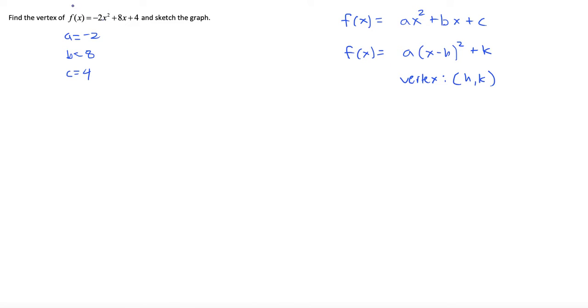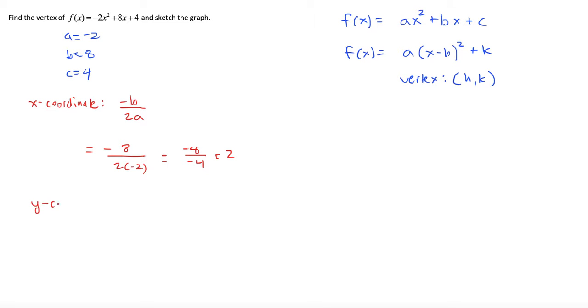But there's actually an easier way to do this. It turns out that the x coordinate of the vertex is actually going to be negative b over 2a. And actually, this is going to be a lot easier to do. Make sure you memorize this, negative b over 2a. In this case, we know what b is. So here we get negative of 8 over 2 times negative 2. So we get negative 8 over negative 4, which gives us a positive 2. So the x-coordinate of the vertex is positive 2.